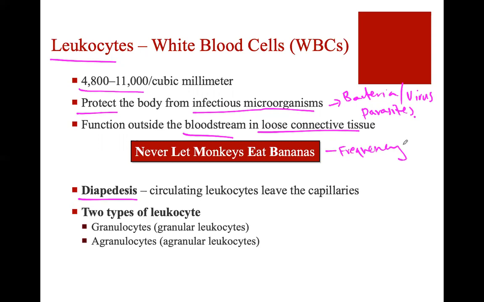Now, one way to classify or look at the white blood cells is based on their frequency. So how many do I see, basically? And if you ever wonder, like, you're reading this sentence and you're like, what is this about? So look, never let monkey eat banana. Neutrophils, lymphocytes, monocytes, eosinophils, and basophils. These are the highest frequency, these are the lowest frequency. And basically they decrease as we go from the never all the way to the banana, quote unquote.